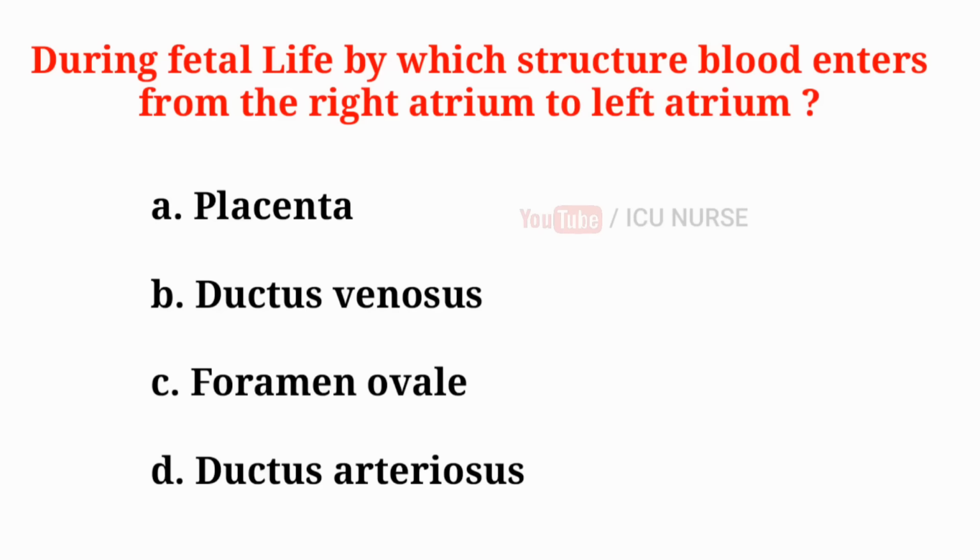During fetal life, by which structure blood enters from the right atrium to left atrium? A. Placenta. B. Ductus venosus. C. Foramen ovale. D. Ductus arteriosus. And the correct answer is C. Foramen ovale.